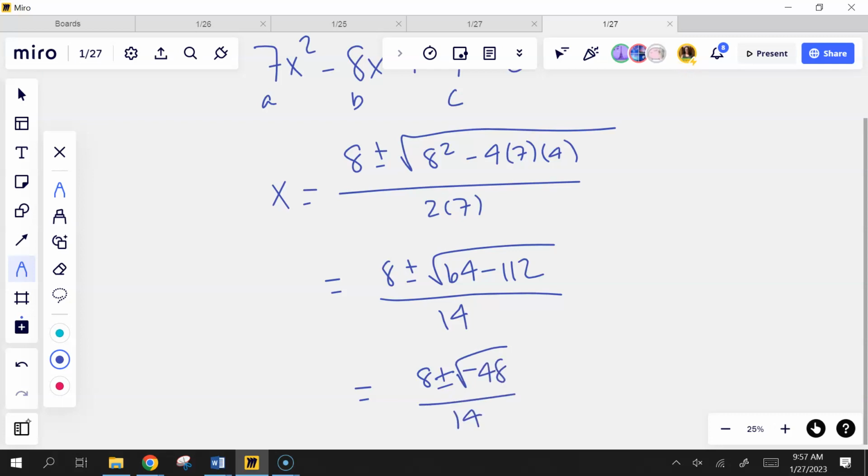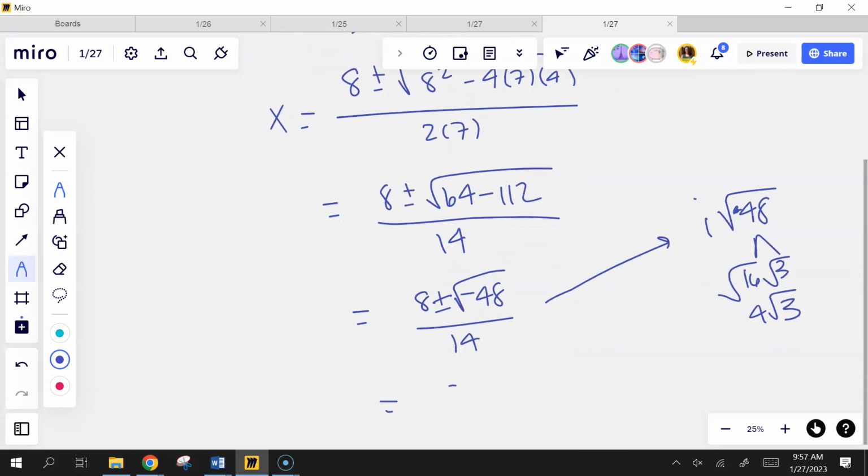So what I'm going to do is come over to the side and break that apart off to the side and see how it simplifies. So what's the biggest perfect square? Obviously, I know that there's going to be an i in it because of the negative. But for the 48, what's the biggest perfect square you can divide it by? 16 and what? 3. So that would give me 4 root 3, and I've got the i, so I end up with 8 plus or minus 4i root 3 over 14.